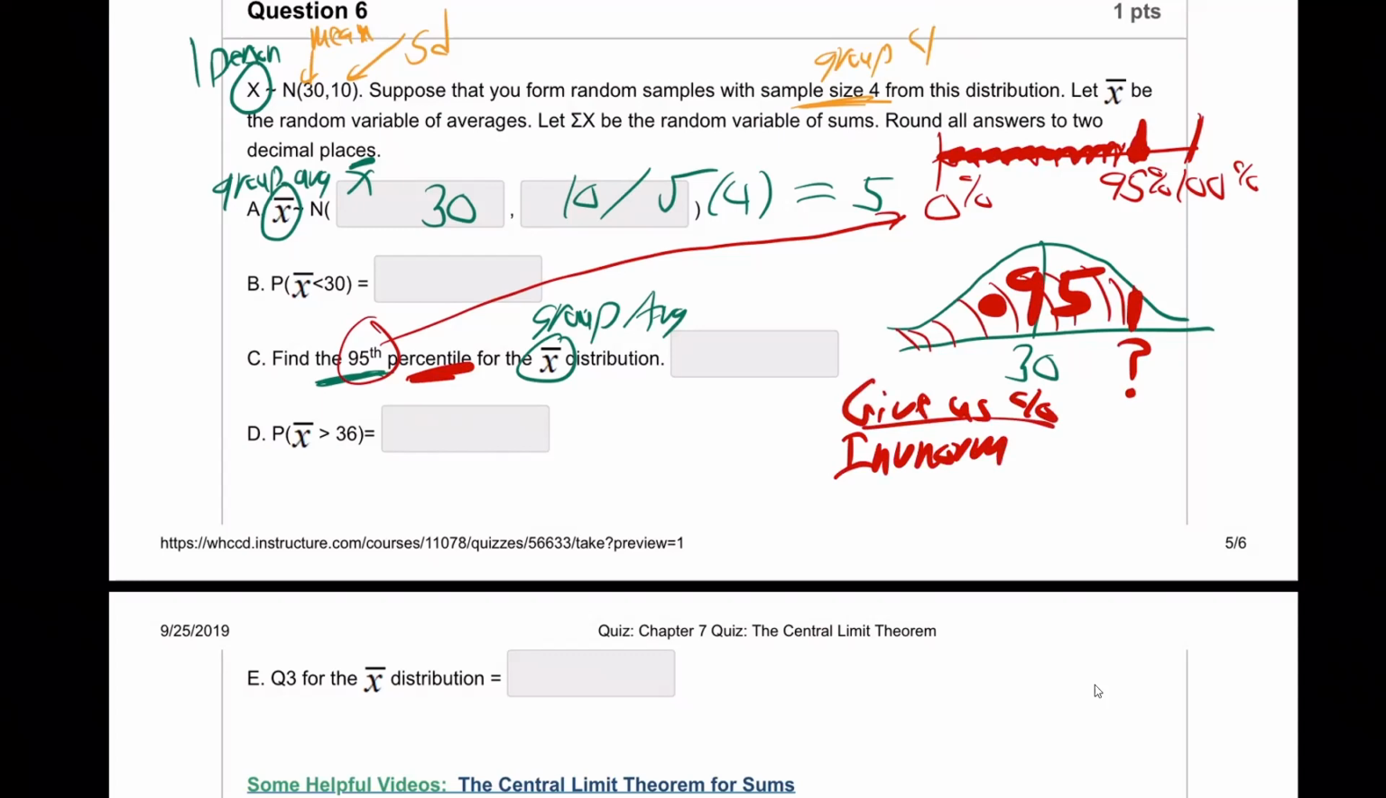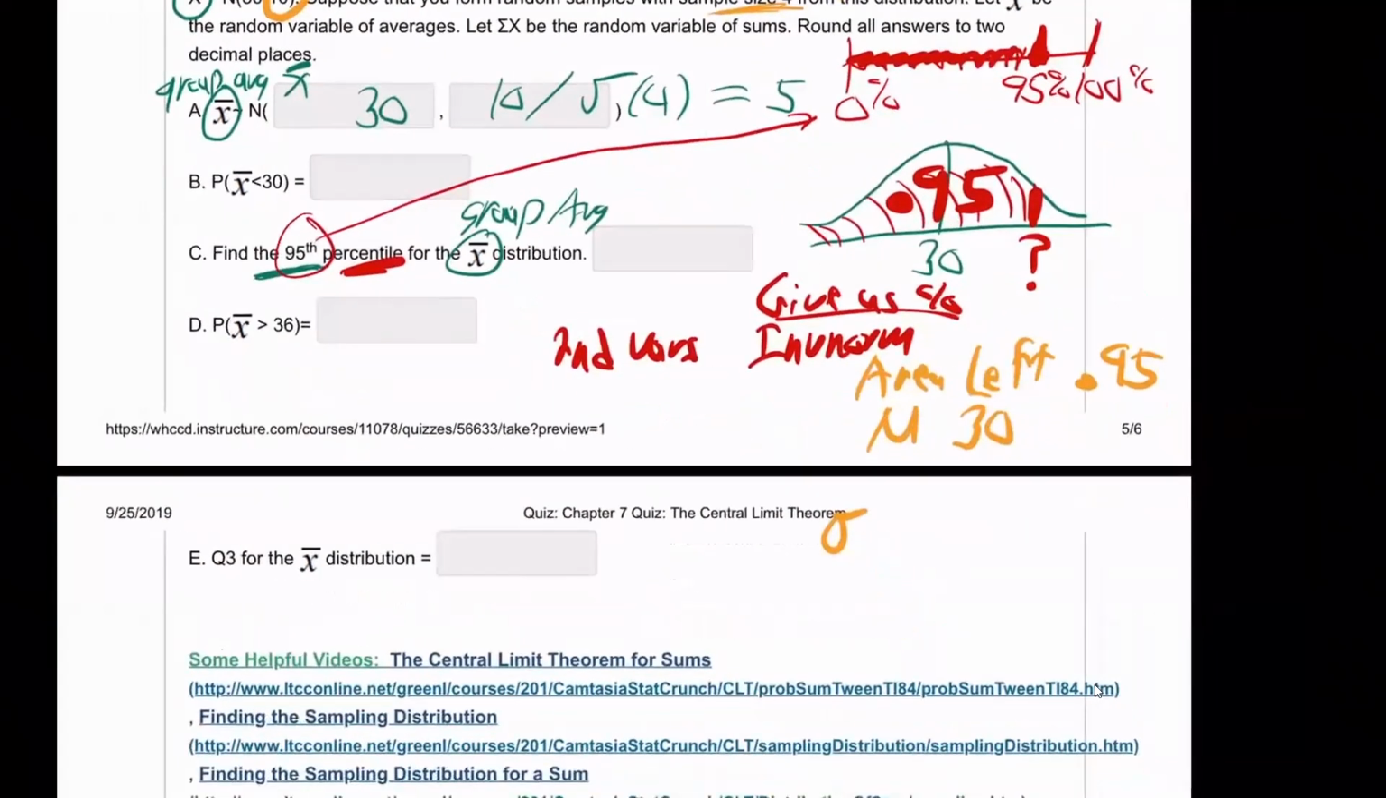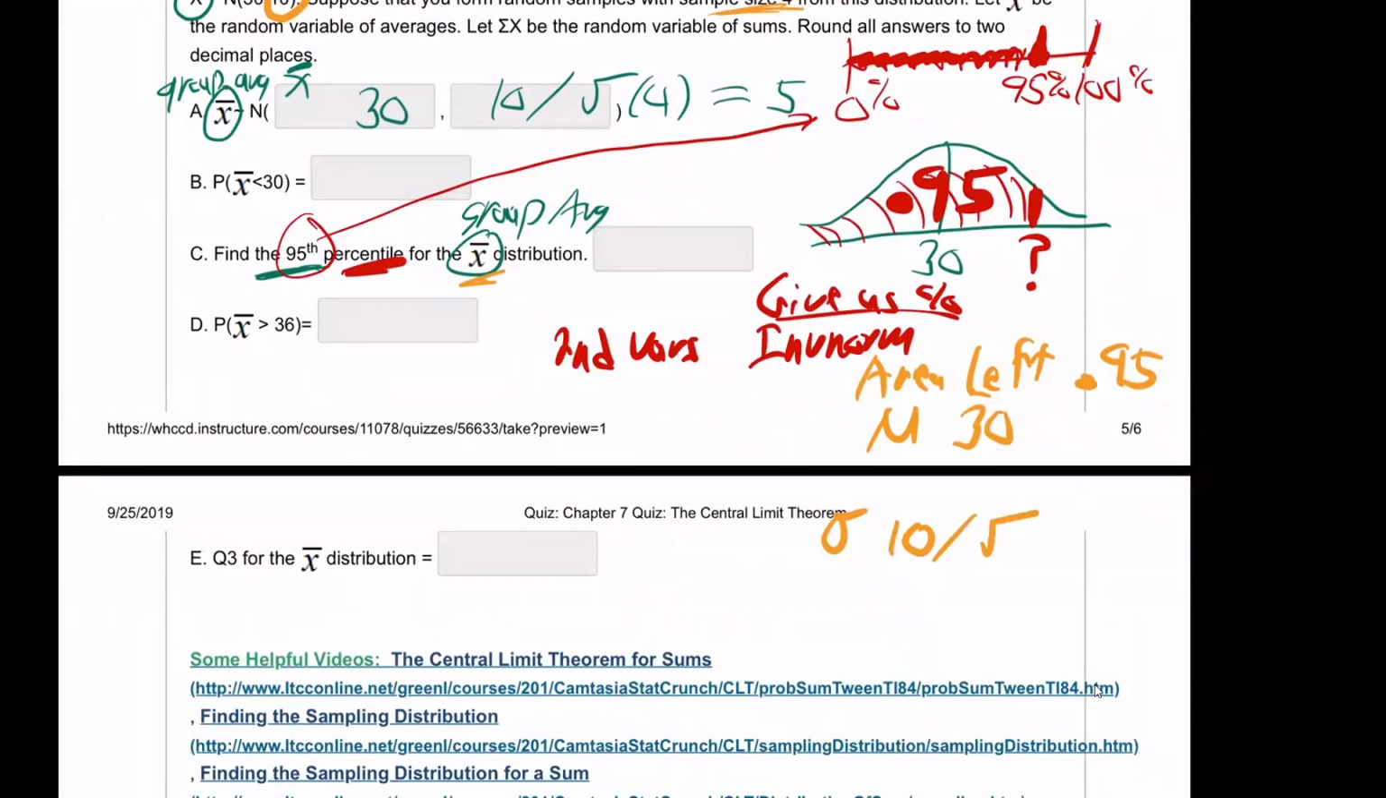Inverse norm, because they're giving us a percentage, the 0.95. So you do second vars, inverse norm, and then we will do area. It's always area to the left. So area to the left will be the 0.95. Don't forget the point, got to have that. And then the mu, the mean, that's 30. And then for the sigma, the standard deviation is 10, but we're talking about a group, huh? So I've got to take the 10 and divide by the square root of 4, because it's a group like that. And you got to put that into your calculator.